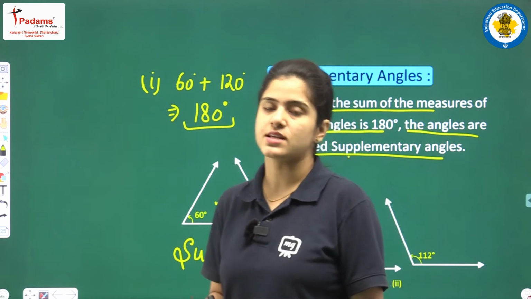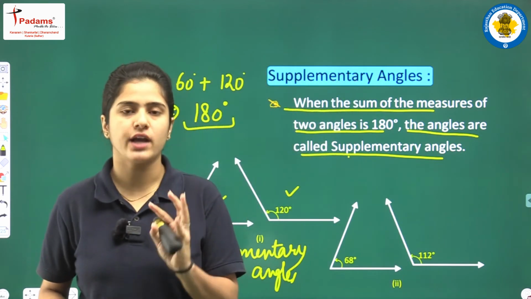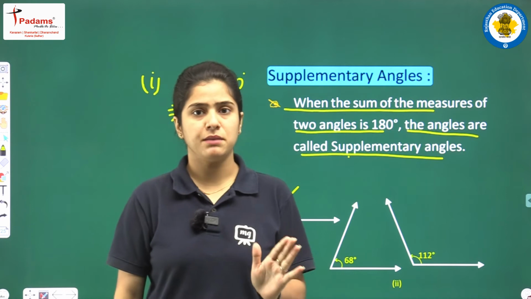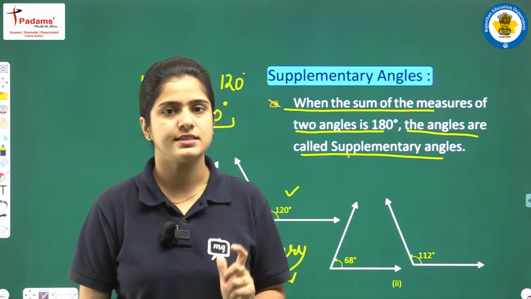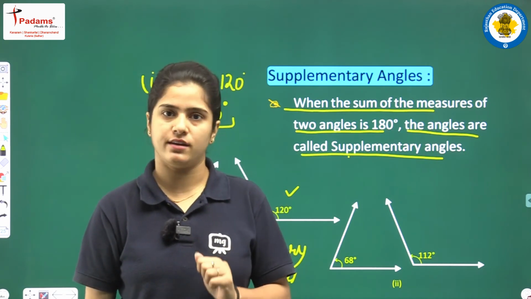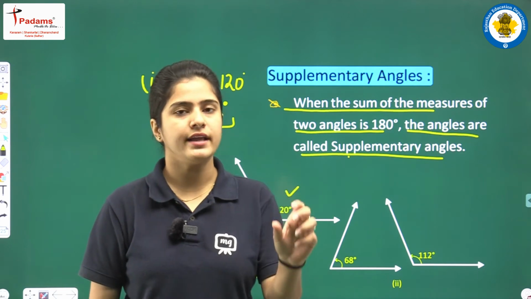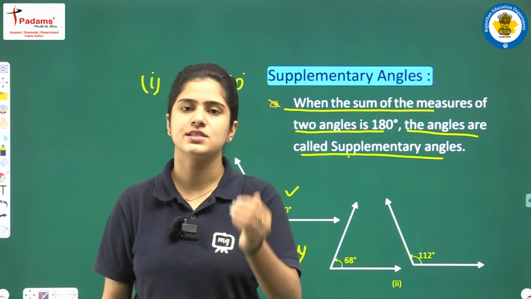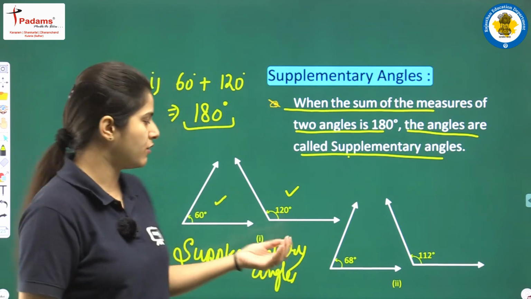If you have to check what the supplement of 120 degrees is, you can easily find it out. How? 180 degrees minus 120 degrees is equal to 60 degrees. That is the supplement of this angle.